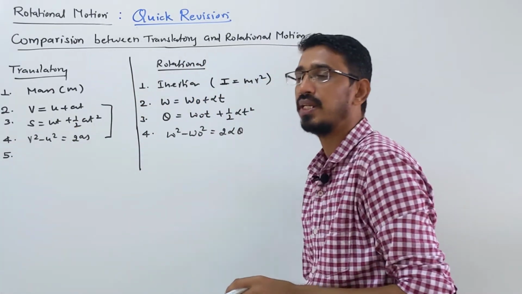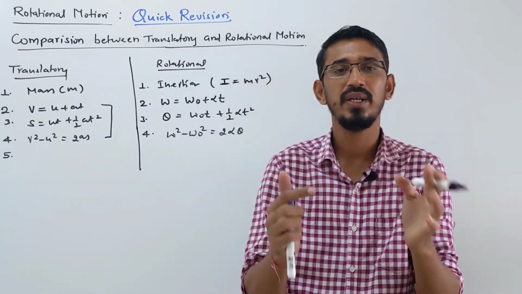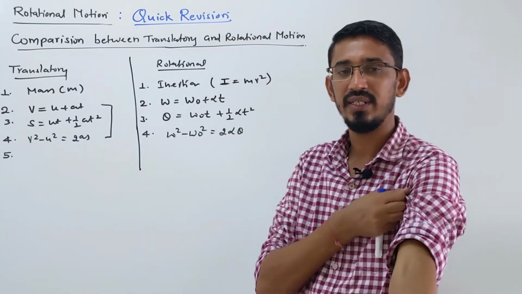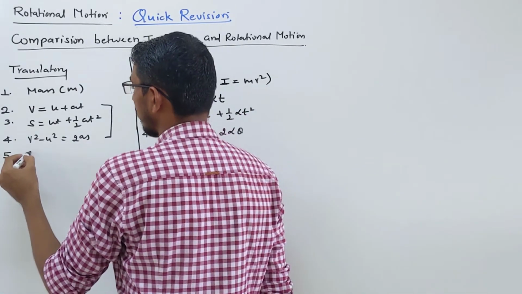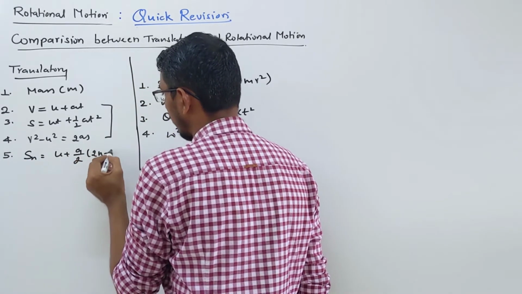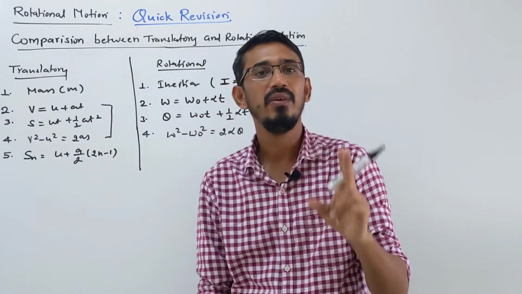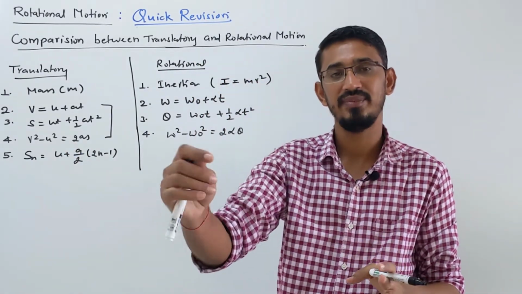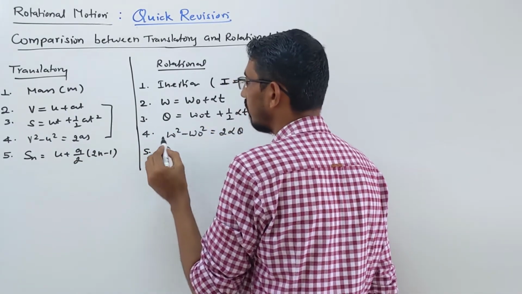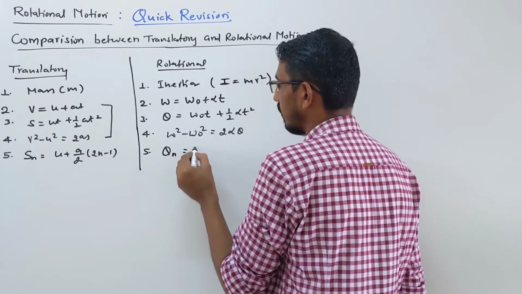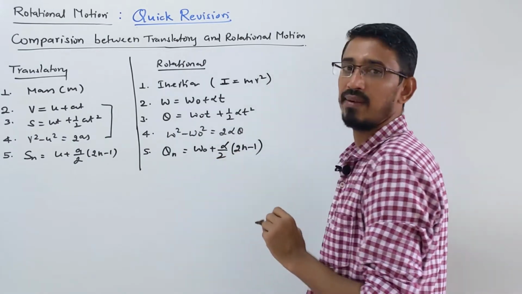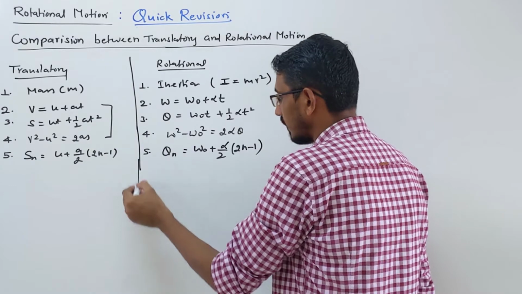Next, these are general equations, right? They give distance and time in a given time. But here we have a special equation which gives the distance traveled in one particular second, the distance traveled in the nth second. How do you write it? u plus a by 2 into (2n minus 1). This gives the distance traveled by a body in any one particular second, like the 10th second or 11th second. In the same way you can write the angle moved in one particular second: theta n is equal to omega naught plus alpha by 2 into (2n minus 1). The same way you can calculate here also. Yes, these are the equations of motion.